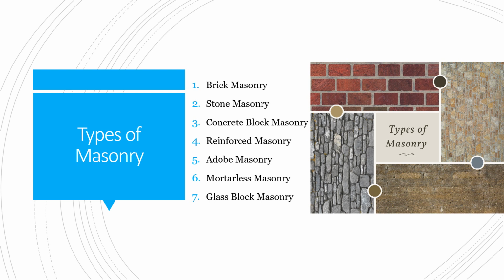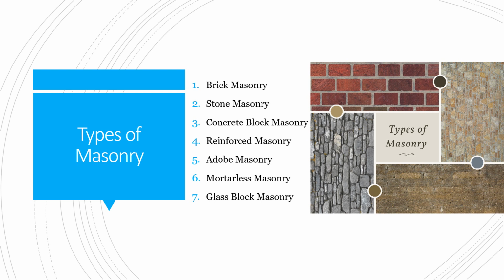And the next is concrete block masonry. The concrete blocks, also known as cinder blocks or concrete masonry units, are widely used in construction. They are made up of concrete mixed with aggregates such as sand or gravel. They provide strength, insulation, and ease of construction.